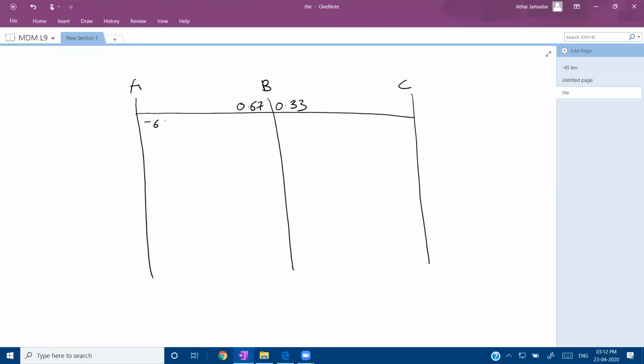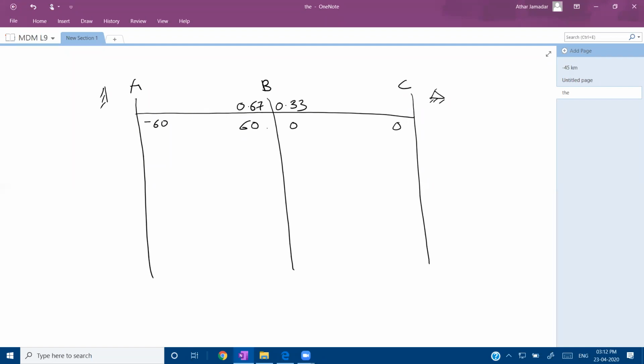So minus 60 plus 60, MFBC is 0, MFCB is 0. Now if you observe, support A is of fixed type and support C is of hinge type. And here at support C, fixed end moment is already 0. That means we don't need to apply any type of end correction at support C, because at support C end moment is already 0. So we don't need to do any end correction here.